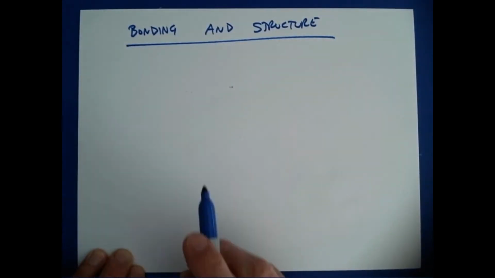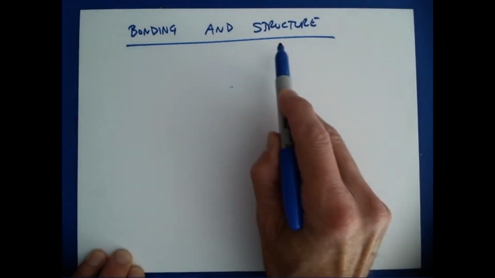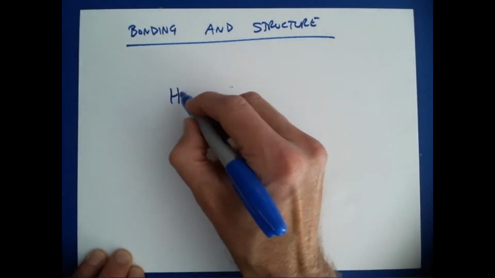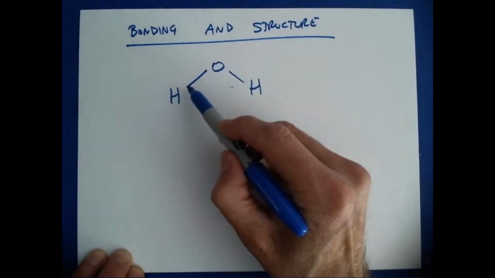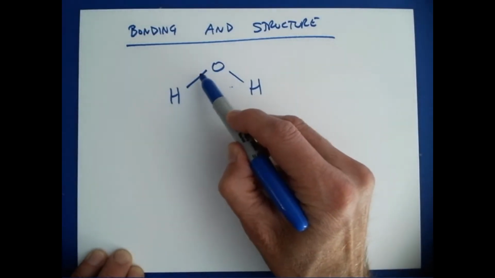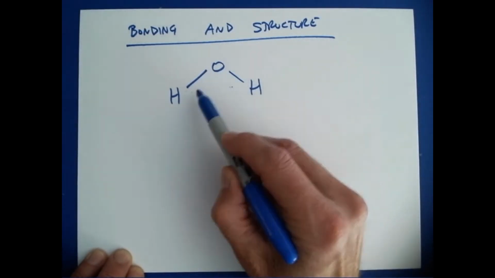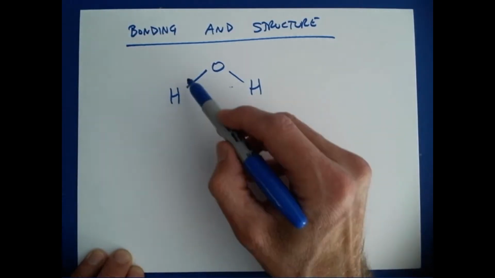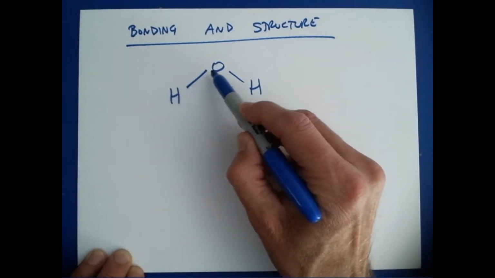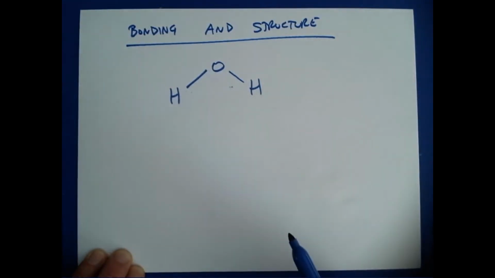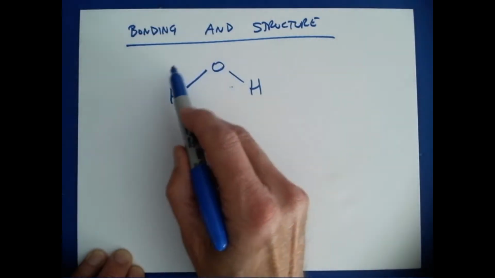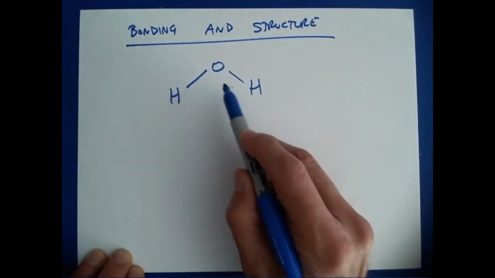In this video, we're going to describe chemical bonding and chemical structure. For example, if we look at a water molecule, we can think about the chemical interaction that occurs between the oxygen atom and both hydrogen atoms, such that the hydrogen atom and oxygen atom make a chemical bond that connects these two particular atoms.